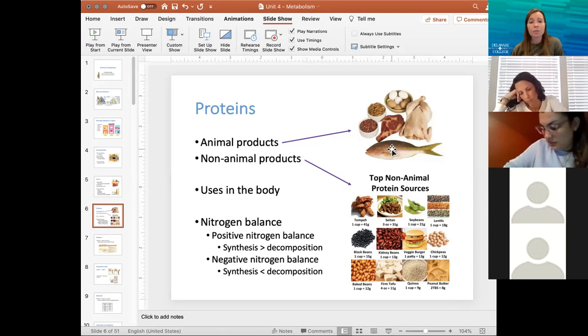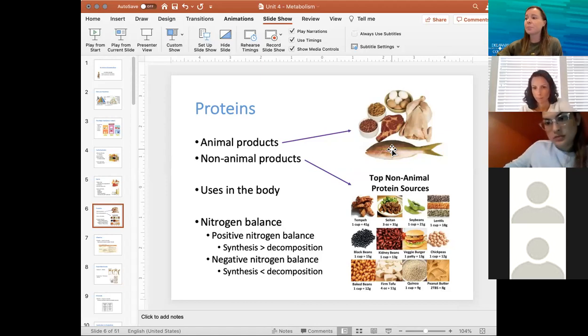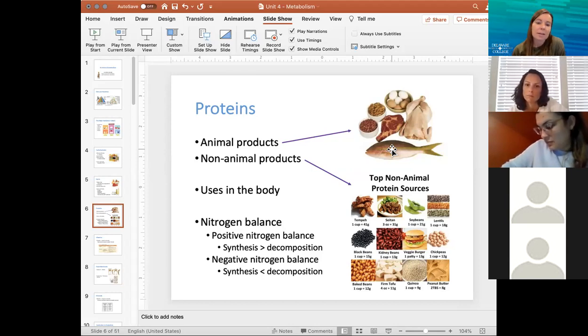But proteins are also found in non-animal products, things like legumes, which are beans, also nuts, different nuts, cereals. However, these do tend to have lower quality proteins, which means that they typically don't have quite as many different amino acids in them.